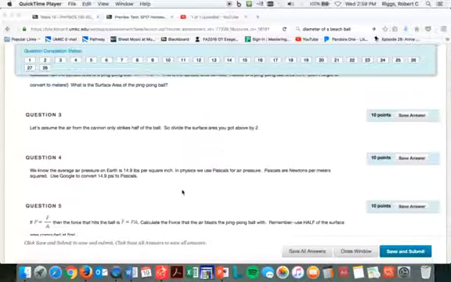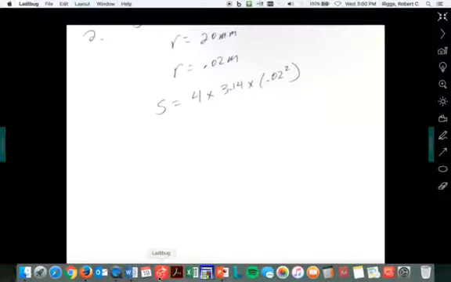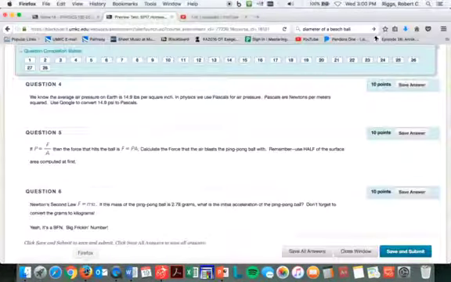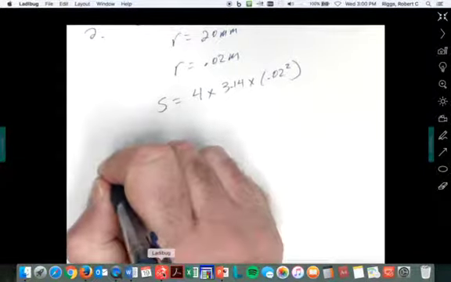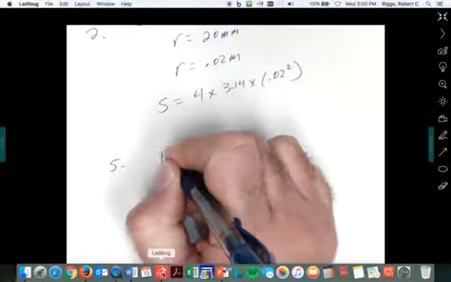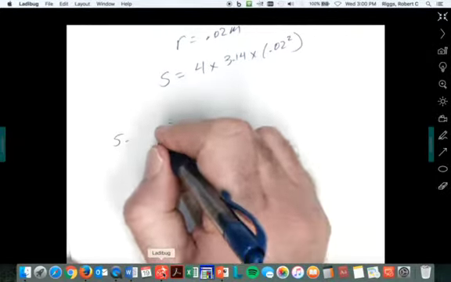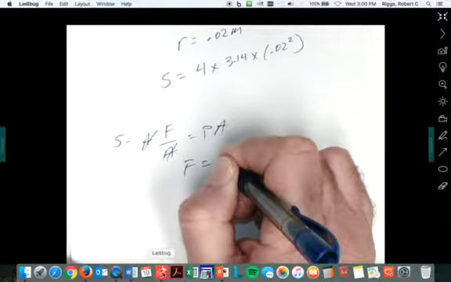All right. And then if P is equal to force over area, the force that hits the ball, F, is equal to P times A. In other words, we multiply both sides by A. Here's what I'm talking about. So what problem is this, by the way? Question 5. See, a lot of this is this way. If force over area is equal to pressure, and I want to solve for the force, I multiply both sides by A. I get force is equal to pressure times the area.